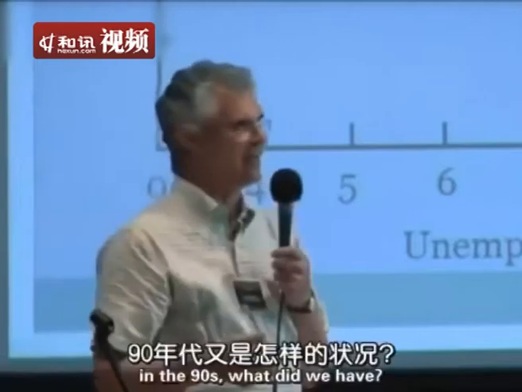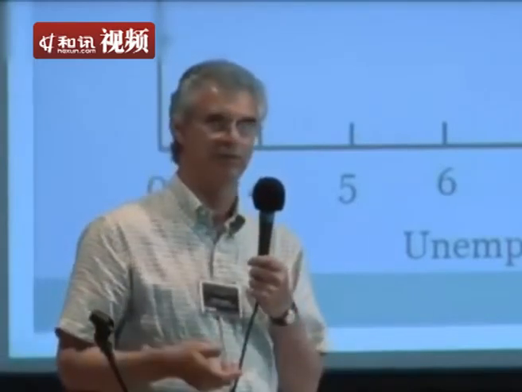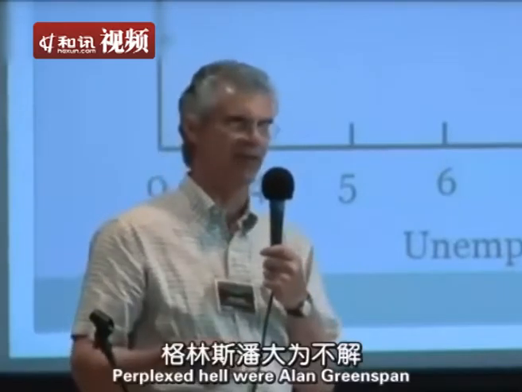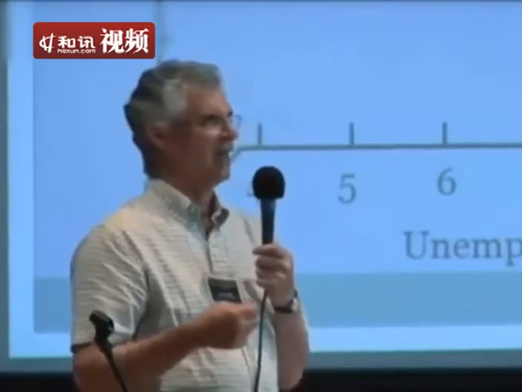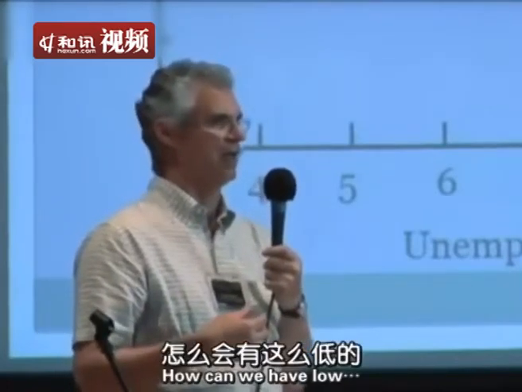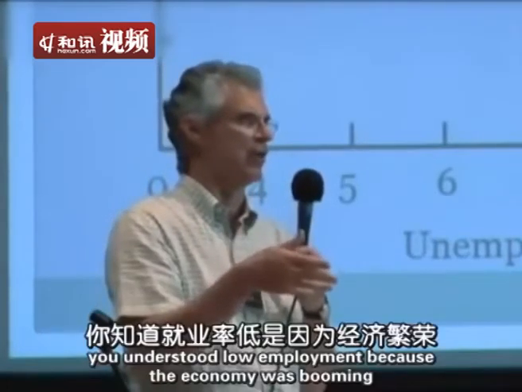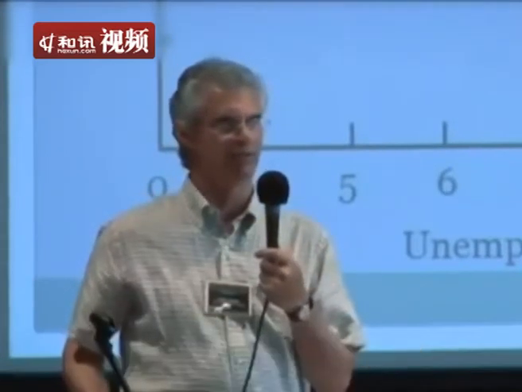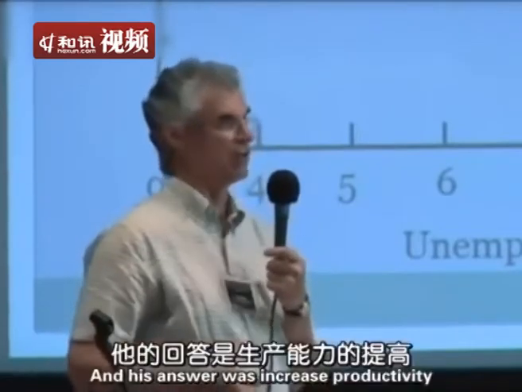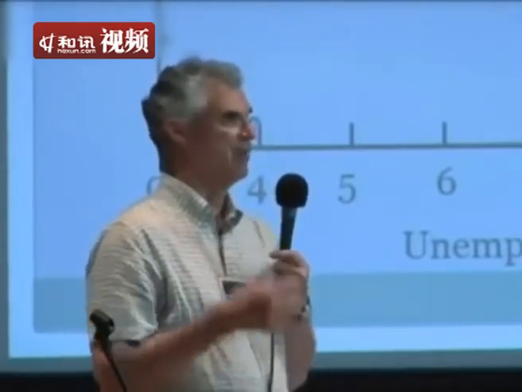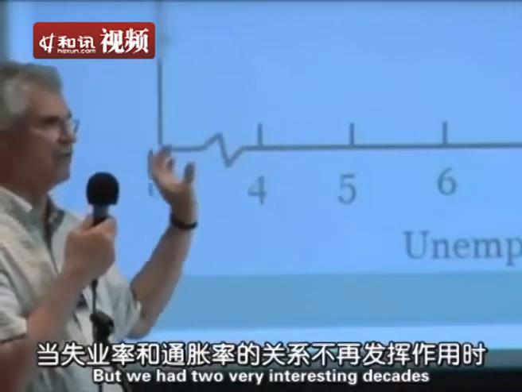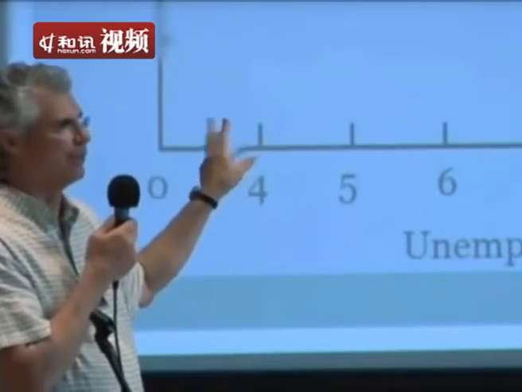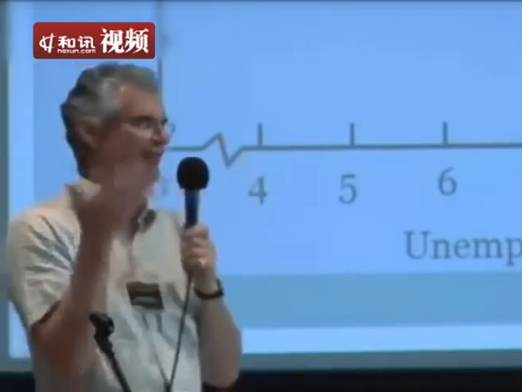Conversely, in the 90s, what do we have? Low unemployment, low inflation. Perplexed the hell out of Alan Greenspan. We understood low unemployment because the economy was booming, but why no inflation? And his answer was increases in productivity. But we've had two very interesting decades where this relationship hasn't worked. So it's a really interesting curve, and I like it.